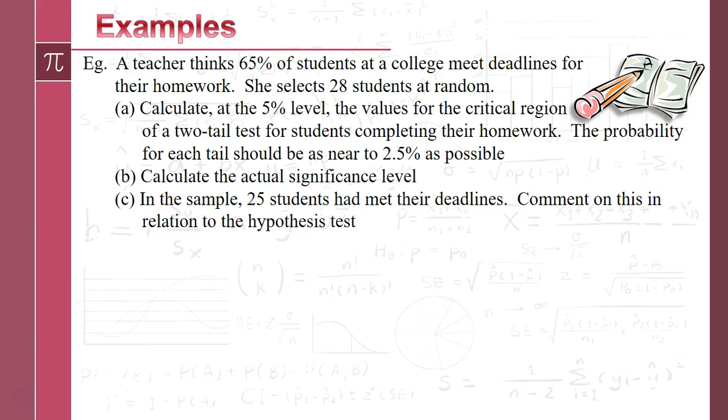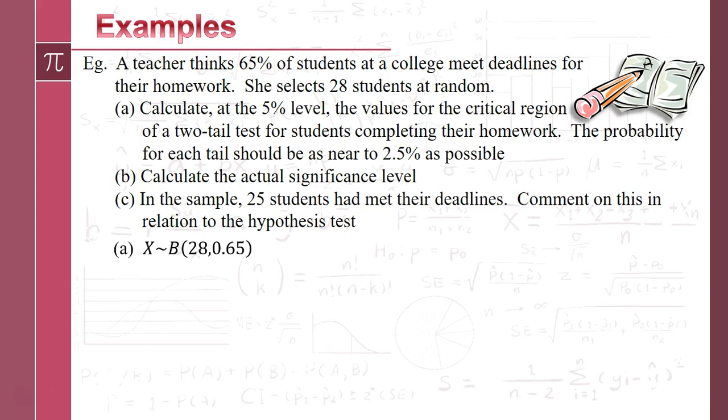So we're turning this around slightly. And we're also given the piece of information to say that the tail for each test should be as near to 2.5% as possible. So here we go. We've got a binomial. It's 28 people. The probability that they meet the deadline for their homework is 0.65. And what we've got to do is have a look at a two-tailed test. So we're looking at both ends.